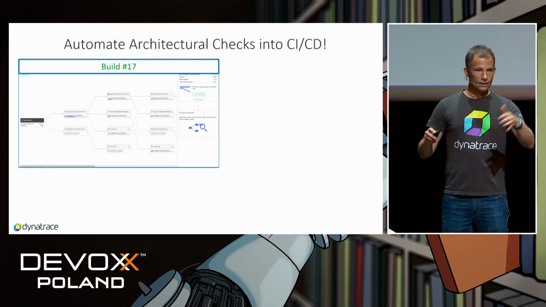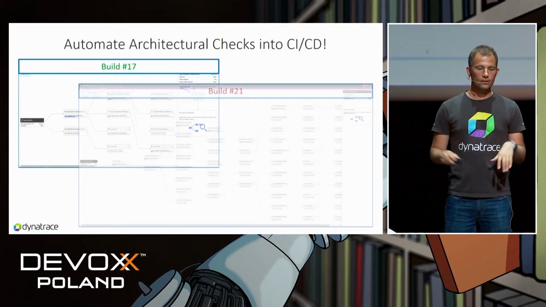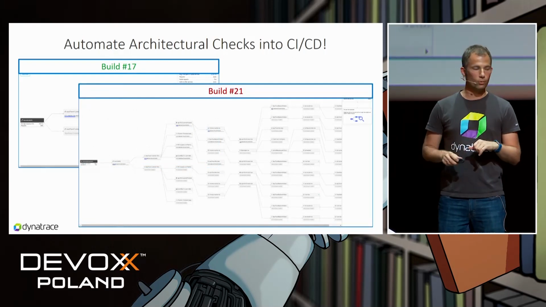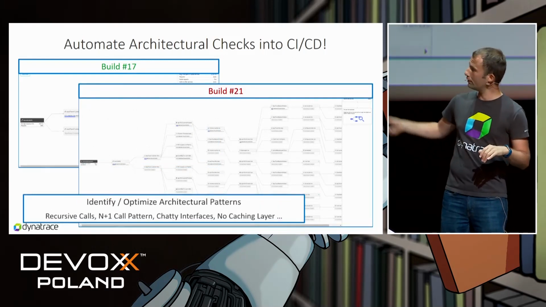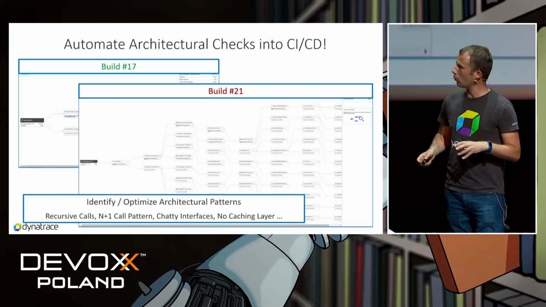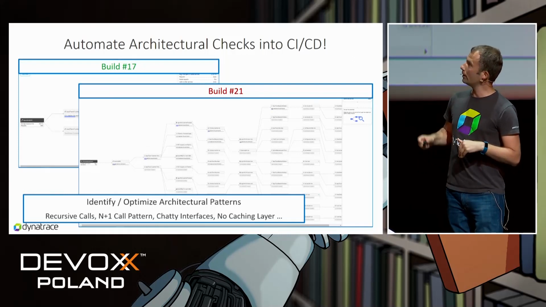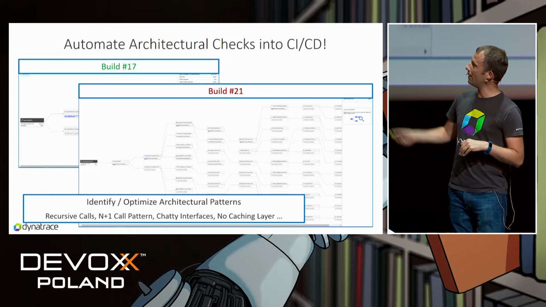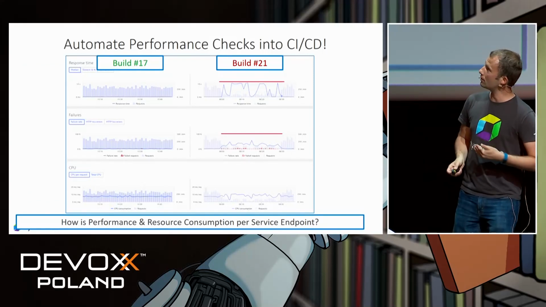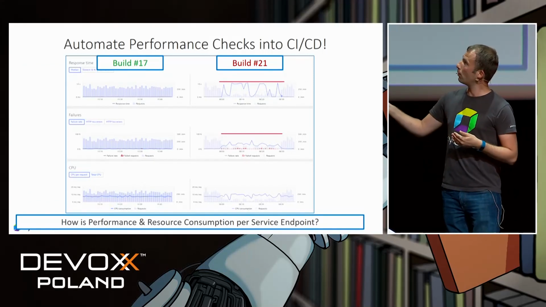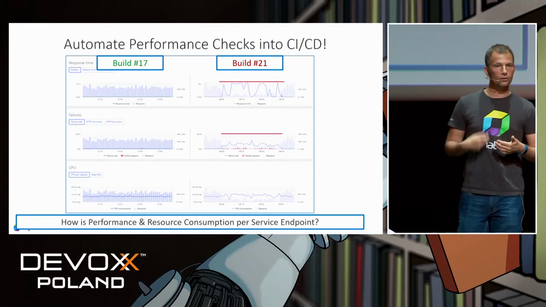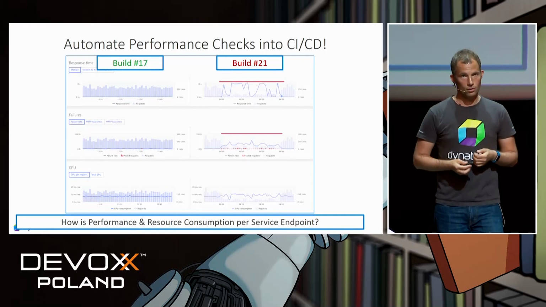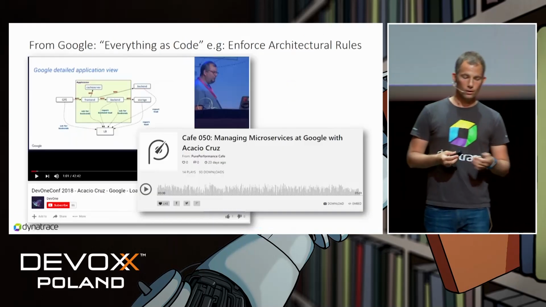So the idea is, again, what I showed you earlier. If this is build 17, that's great. If this is build 21, then we have a problem, because we have all of these things that crawled into our architecture. So we need to constantly validate the dependencies. What we also need to do is constantly validate before and after performance on the individual patterns or on your individual service endpoints.